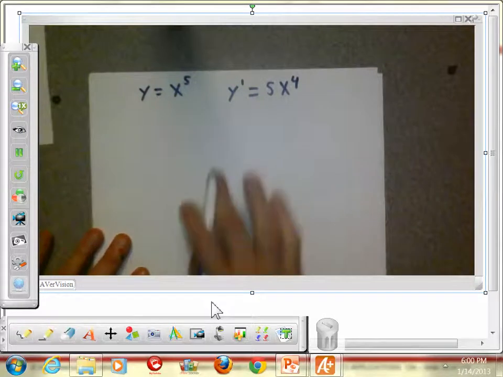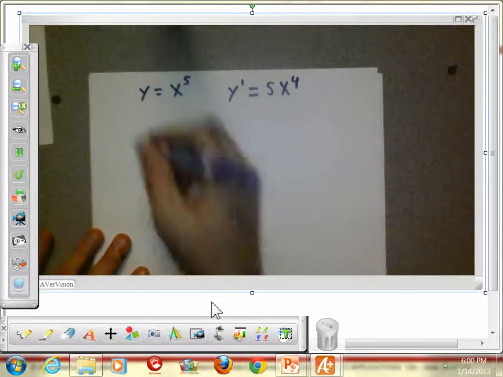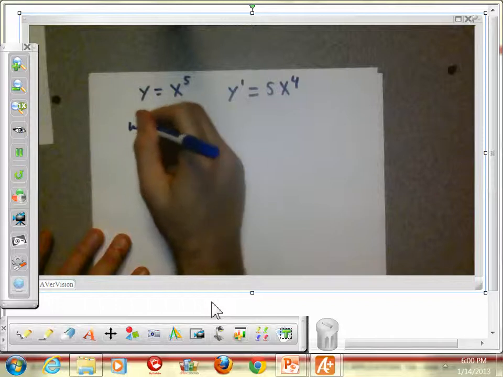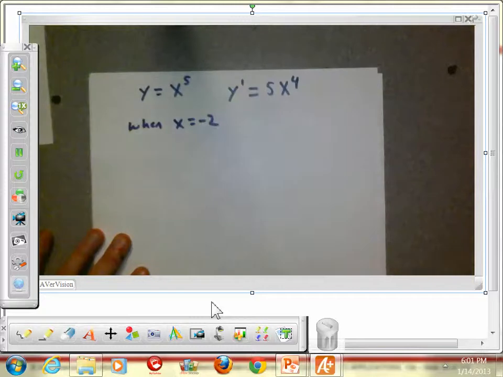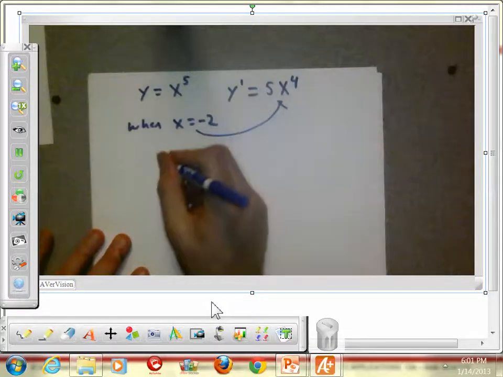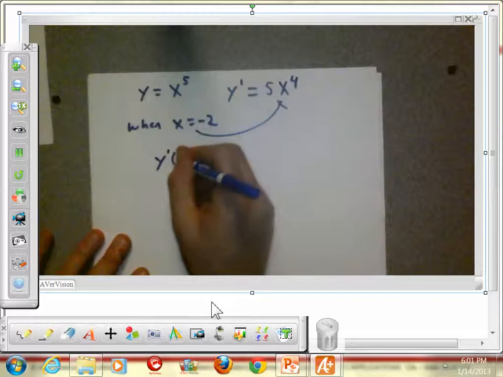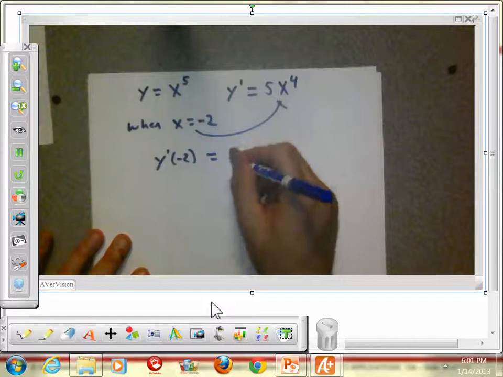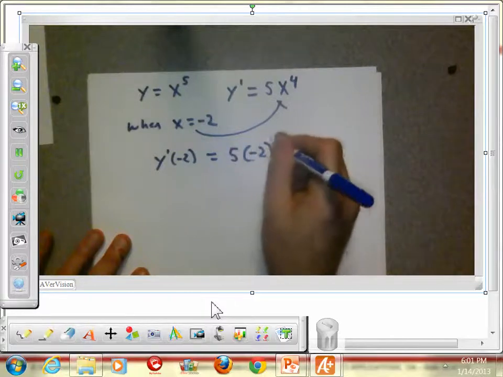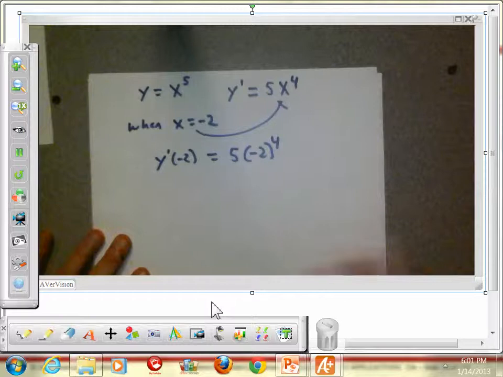And we want to know how fast the curve is changing when x equals negative 2. Well, to do that, we just plug that into our rate formula, or our derivative formula, or our slope formula, however you want to say it. So we're going to say y prime at negative 2, just evaluating at negative 2, is equal to 5 times negative 2 raised to the 4th.